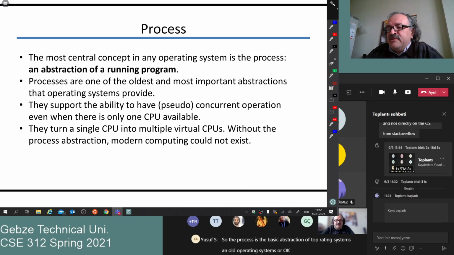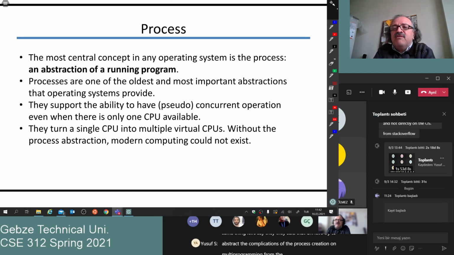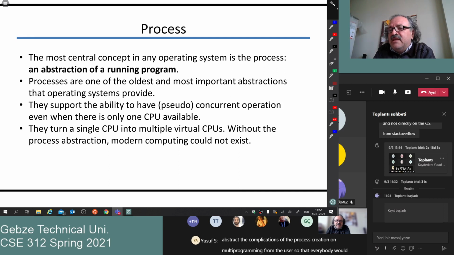Something like that. So the process is the basic abstraction of the operating systems, and all the operating systems start by doing this abstraction, and historically it is the same thing. They said, let's try to abstract the complications of process creation and multi-programming from the user, so that all the processes would think that they have their own CPU available. Some computers, for example the early computers of the 1950s, couldn't make this abstraction because the computers were very weak. They were not powerful enough.